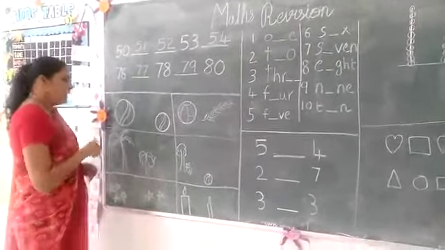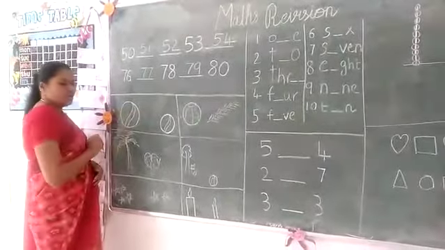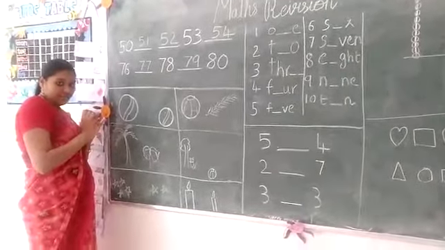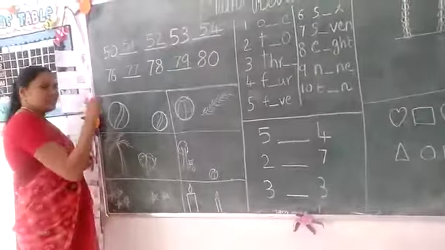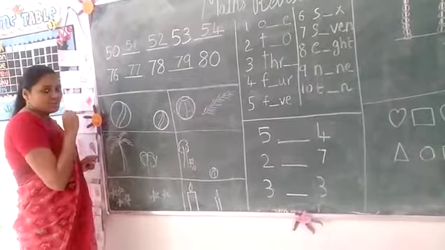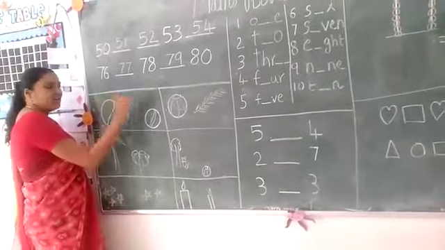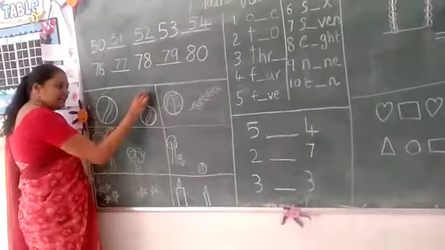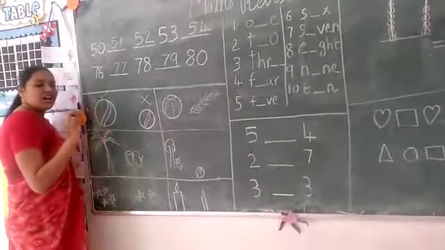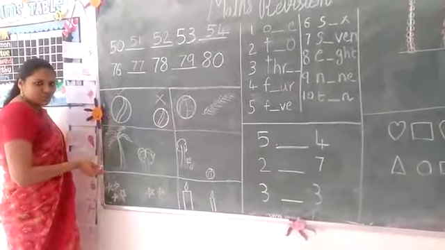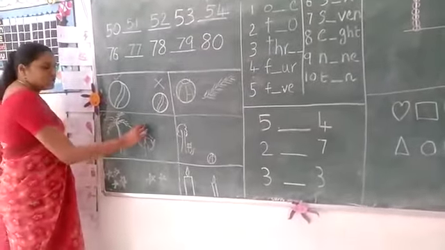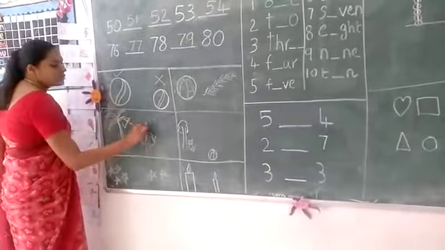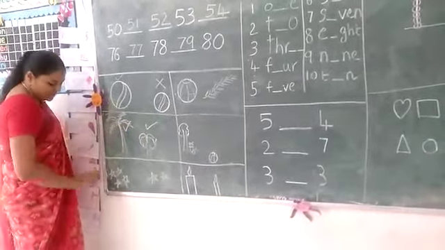Okay. Now tell me, in these 2, which one is big and which one is small? If it is big, I will put a tick. If it is small, I will put a wrong. Should I put the tick here or here? Here. Yes, this is the big one. This is the small one. Same thing, tall and short. Which one is tall? This one? No, this one. Tall. This one is short.